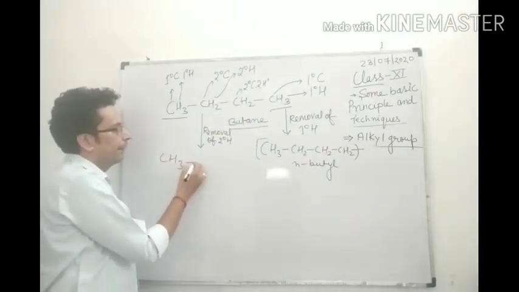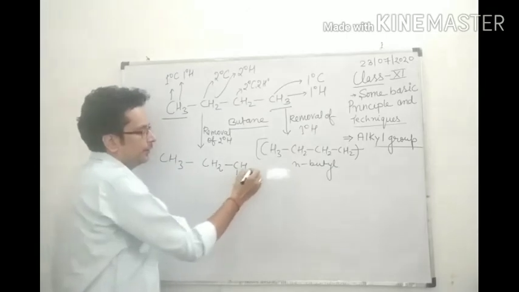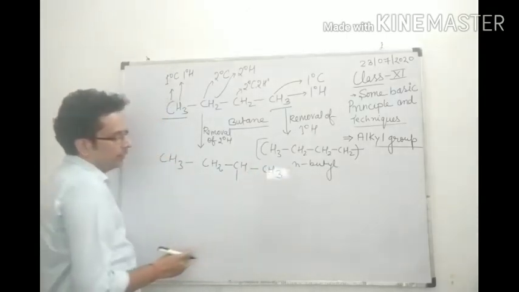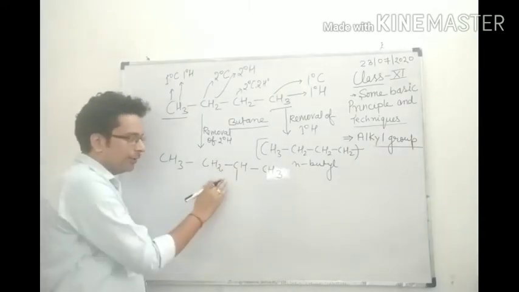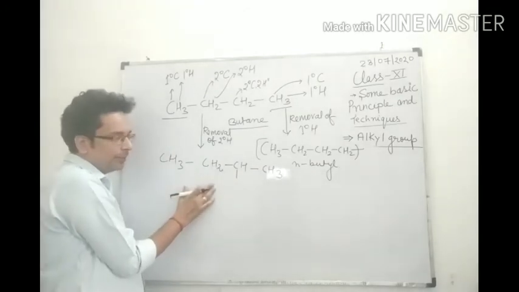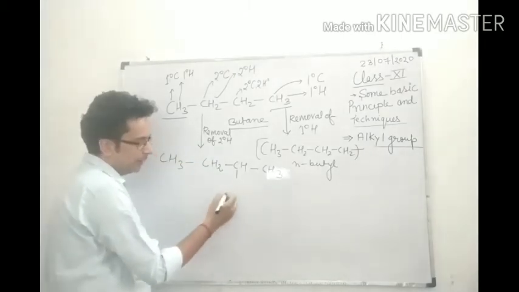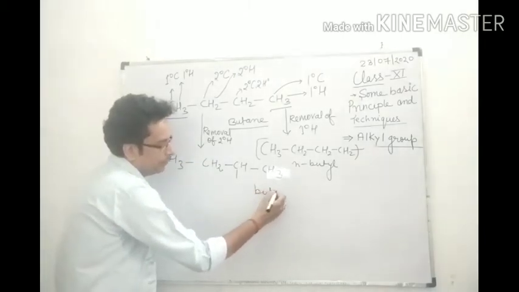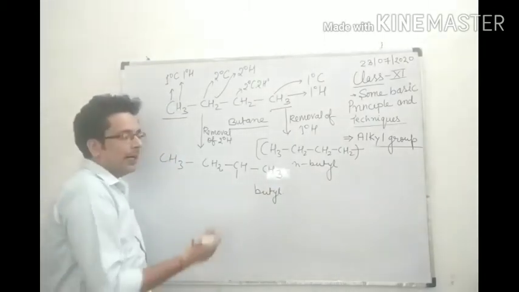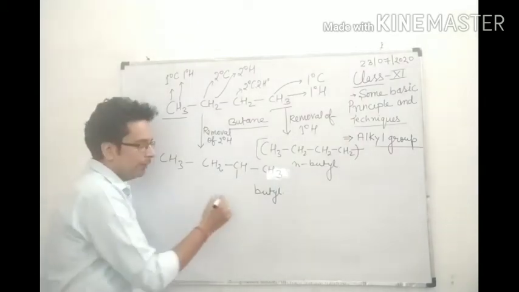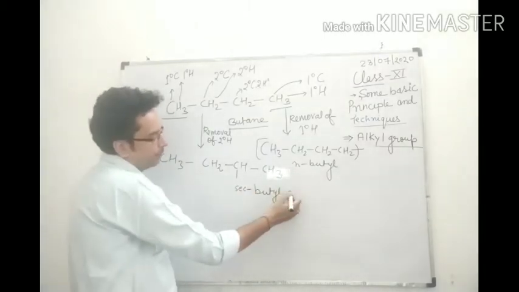So look here what happens. CH3, CH2, CH3. Now remove hydrogen from this. This is the secondary carbon from where hydrogen is removed. What is the name of this group? The name of this group is simply butyl. Now from which carbon is hydrogen removed? Secondary carbon. That is why it is known as secondary butyl group.